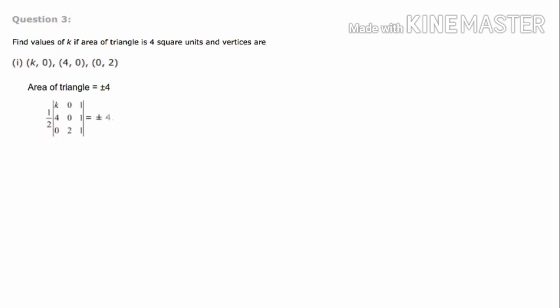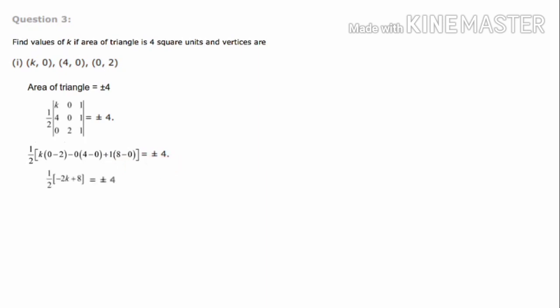Use the formula 1 by 2 times the determinant with rows x1 y1 1, that is k 0 1; x2 y2 1, that is 4 0 1; and x3 y3 1, that is 0 2 1, equal to plus or minus 4. Expand it: 1 by 2 into k. Cross out the row and column: 1 into 0, 0 into 2 gives 0 minus 2. So k into (0 minus 2), minus 0 into (4 into 1 minus 0 into 1), that is 4 minus 0, plus the third element 1 into (4 into 2 minus 0 into 0), that is 8 minus 0, equal to plus or minus 4.